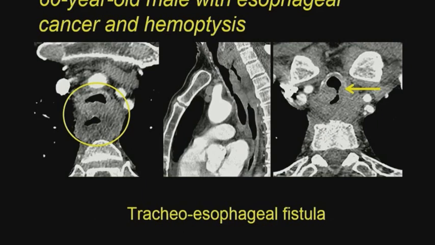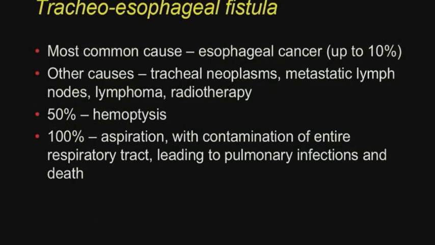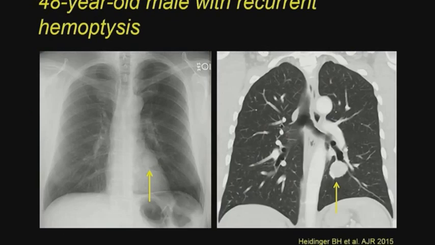This is another unfortunate patient with a relatively uncommon disease, but a disease which can very commonly and almost invariably be a source of hemoptysis, such as advanced esophageal cancer with the fistula between the esophagus and the trachea. This is due to the esophageal cancer in 10% of the cases, and in other cases it could be tracheal neoplasm, metastatic lymph nodes, lymphoma, or radiotherapy. But as you can see, the neoplasm, the malignancy, is involved in the vast majority of the cases, and they have hemoptysis, and unfortunately 100% will be associated with aspiration and contamination of the entire respiratory tract.